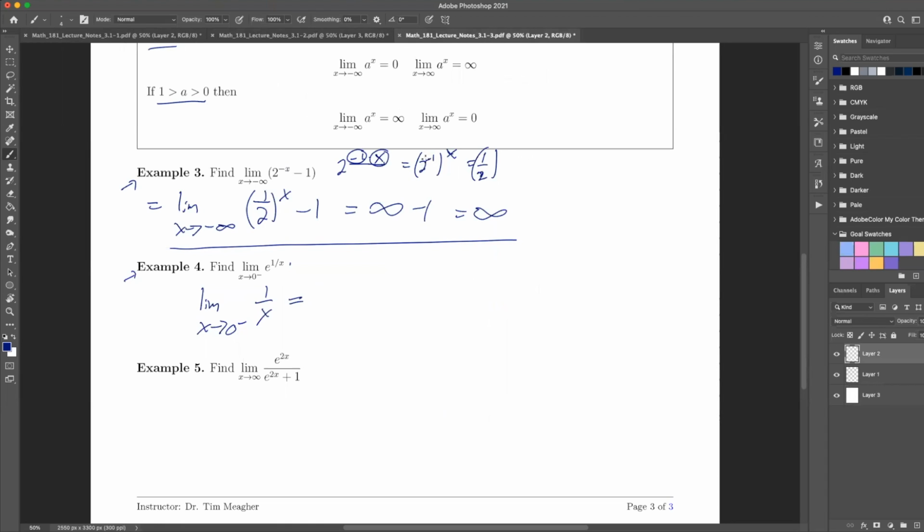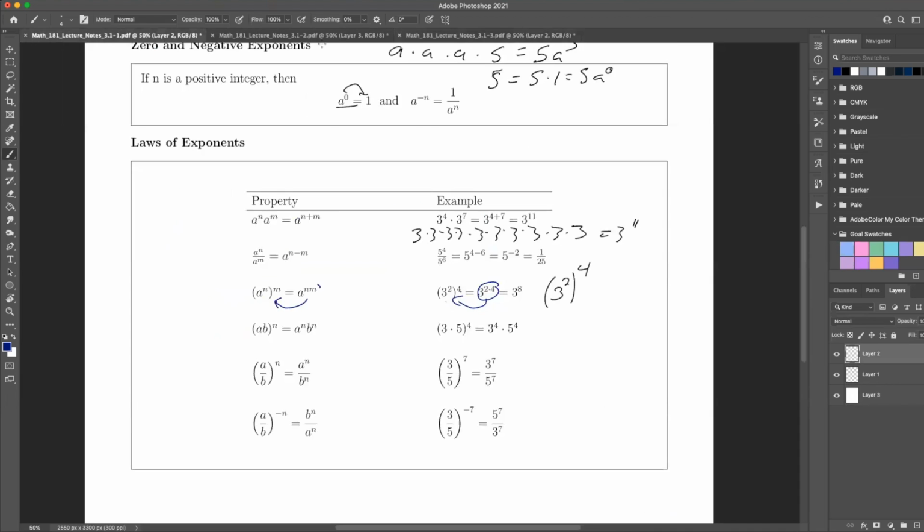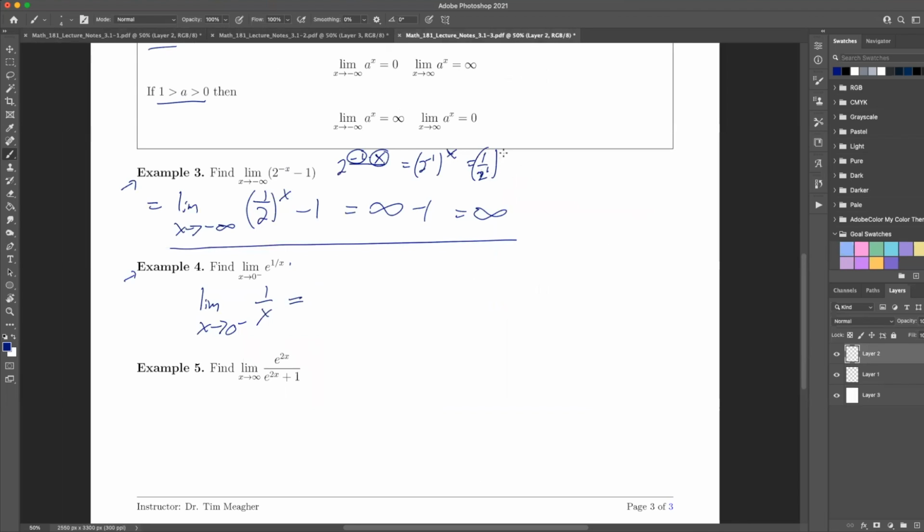So I put in the negative 1. 2 to the negative 1 is the same thing as 1 over 2 to the 1, right? Because anything with a negative exponent, I just drop it down, and if it's a 1, it just drops below. I get this to the x power. So this turned into this. Once I did this, when I took its limit, since a is less than 1, and I'm going to minus infinity, it is equal to infinity. And so I get infinity minus 1. Well, infinity minus 1 is still infinity. Okay. Here, when I take x to this, let's look at it real quick.